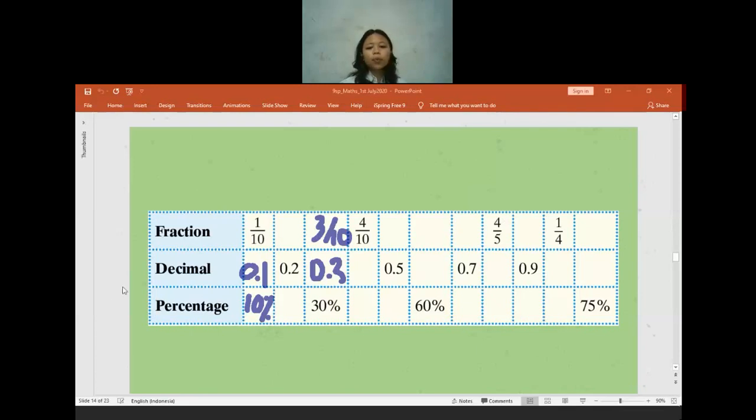And then what about the 0.2? 2 per 10. Okay, 2 per 10. Can we simplify it? It will be better if we write it in the simple form for the fraction. 1 per 5. Okay, 1 per 5, and then 20%. Okay, is there anyone confused?